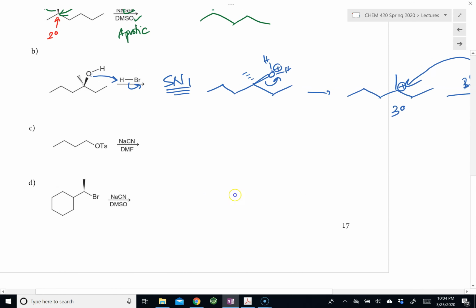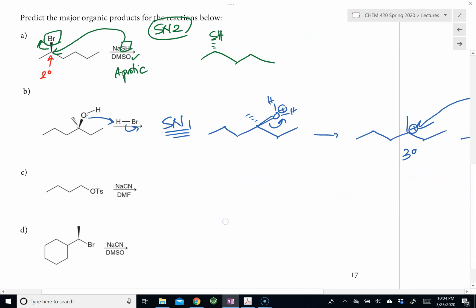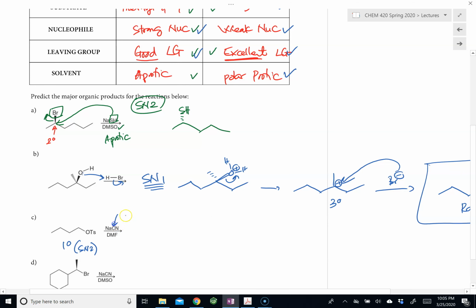Let's now try C. So in C, let's first analyze the substrate. In this case right here, we have a primary substrate, and a primary substrate would favor SN2. And second, sodium cyanide. This is a strong nucleophile. If we have a strong nucleophile, that would favor SN2 as well. And DMF is a polar aprotic solvent, so that would favor SN2 as well.